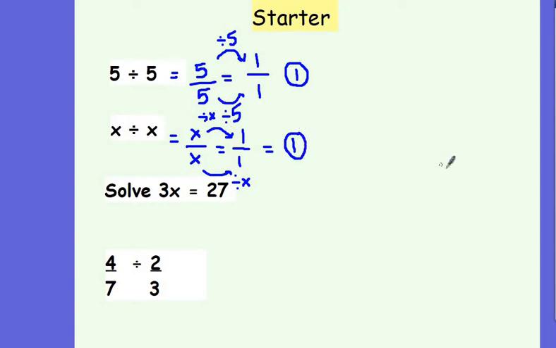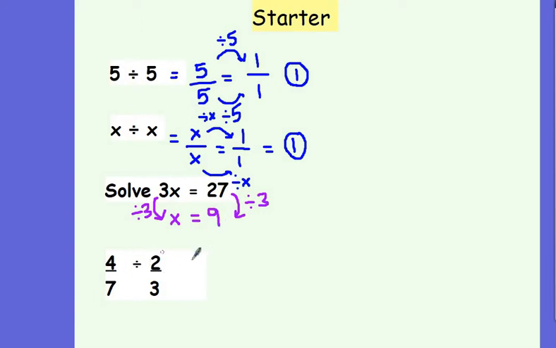For my next question, I asked you to solve 3x equals 27. To solve this, Rowan, what do I need to do to both sides? Divide by 3, you're absolutely right. Dividing both sides by 3 leaves me with x is equal to 9.